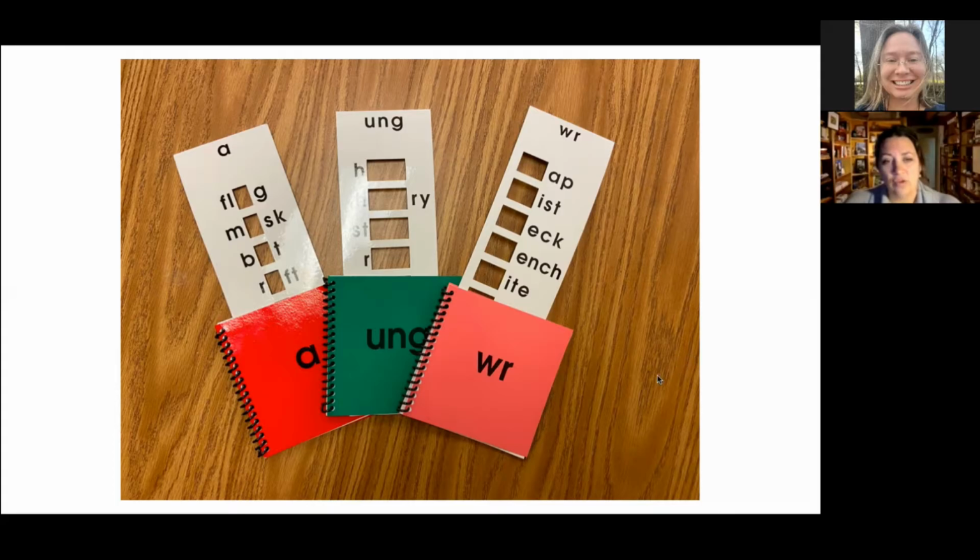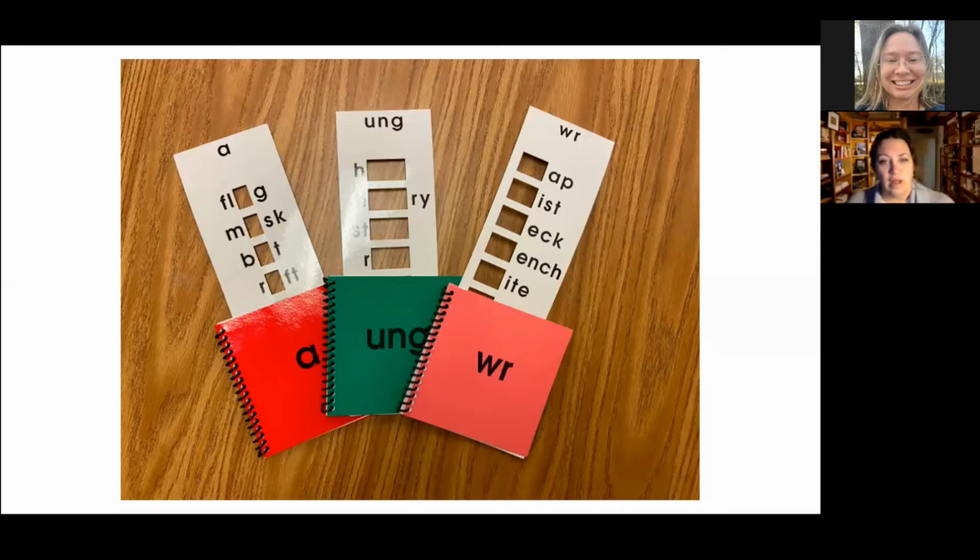And I showed you here 3 different examples from 3 different levels, because I wanted you to see how the demands increase as they work their way through the different levels. So the red book on the left is the short A vowel sound. So all of the words there, flag, mask, bat, raft, all have that short A sound.